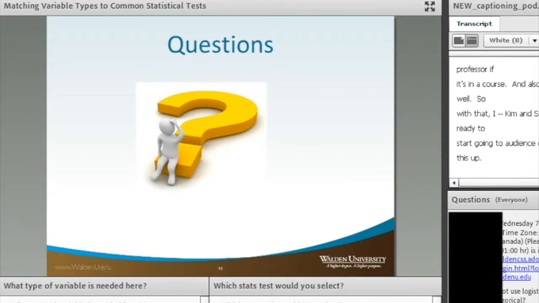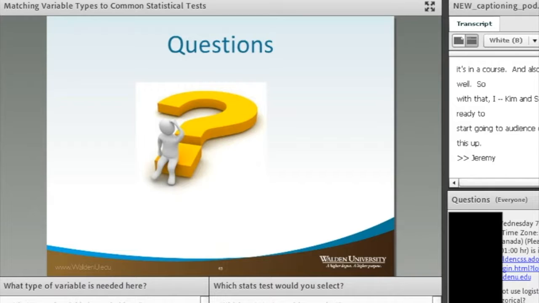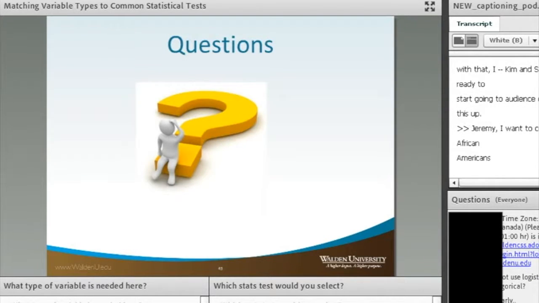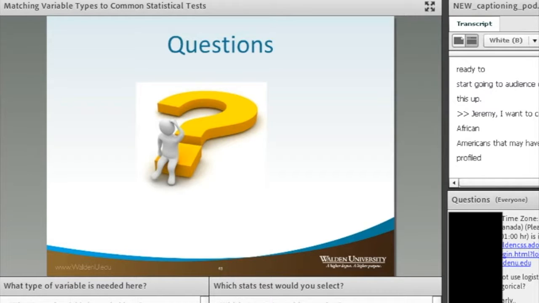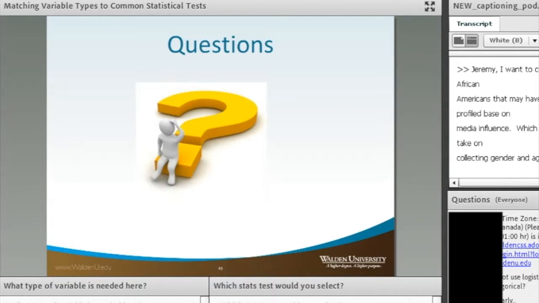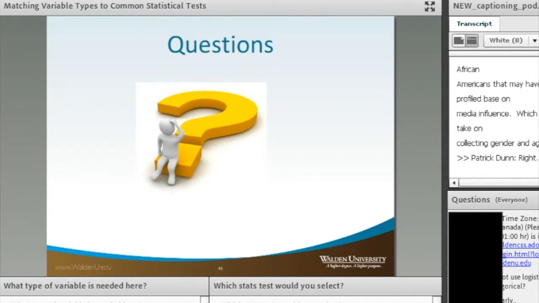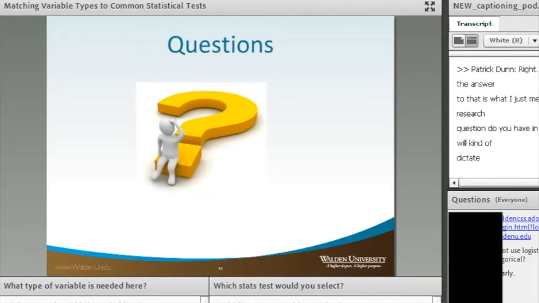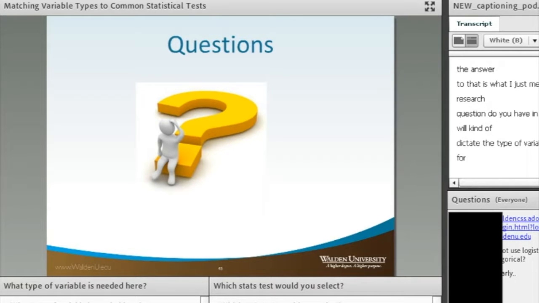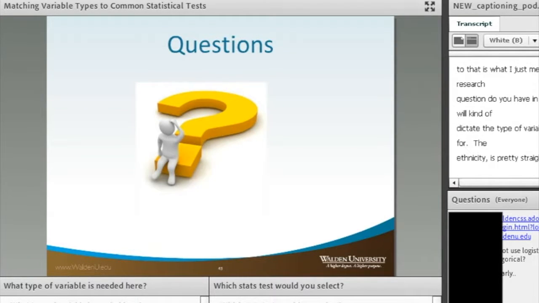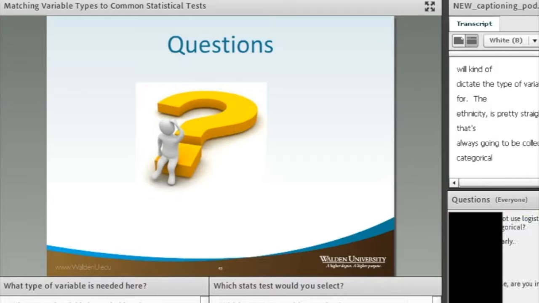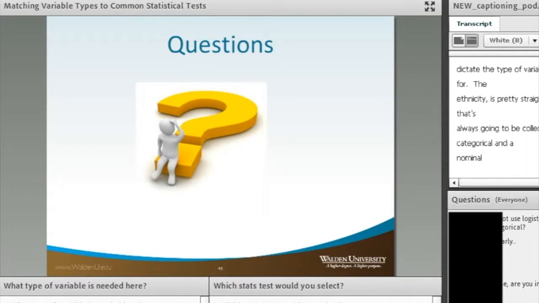Jeremy, I want to collect data on African Americans that may have been racially profiled based on media influence. Which approach should I take for collecting data on gender and age group? Right. So again, always the answer to that is what I just mentioned, is what research question do you have in mind? And that will kind of dictate the type of variable that you're looking for. The ethnicity is pretty straightforward, and that's always going to be collected as a categorical and a nominal value. There's no ordered set to ethnicity or race.